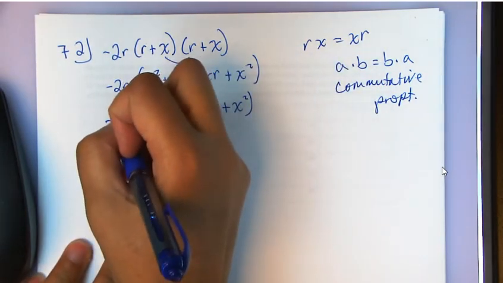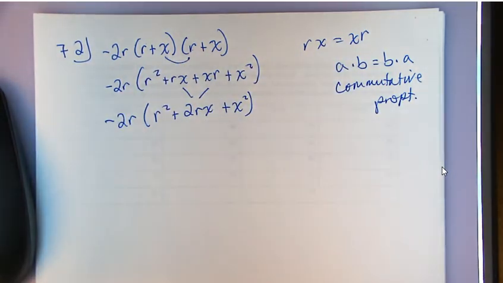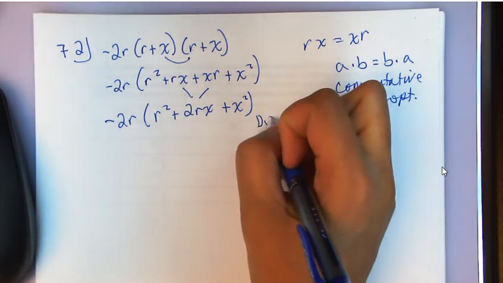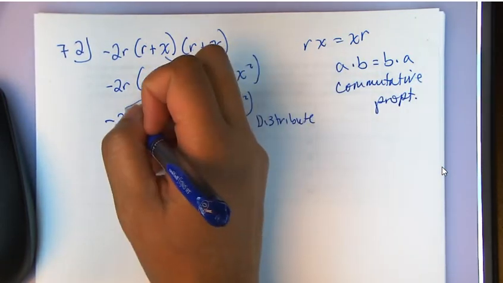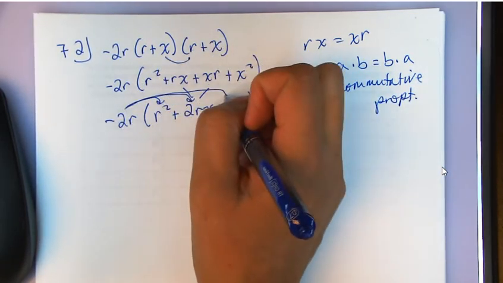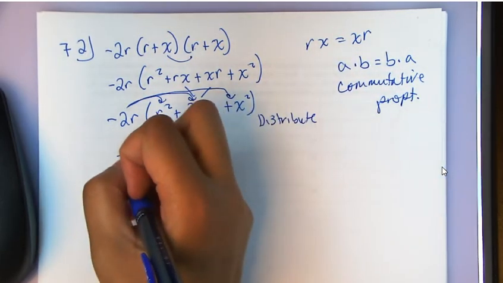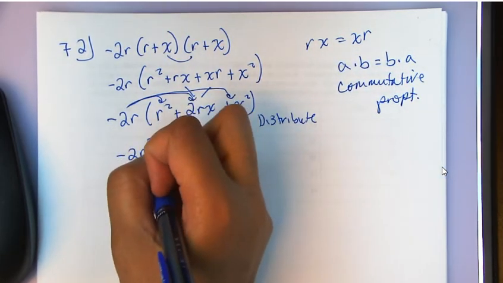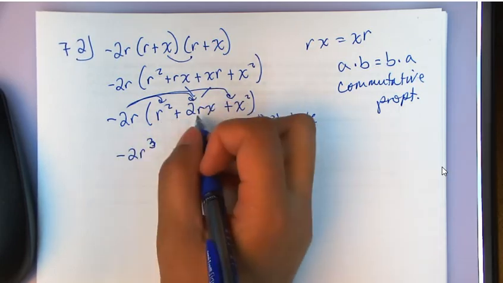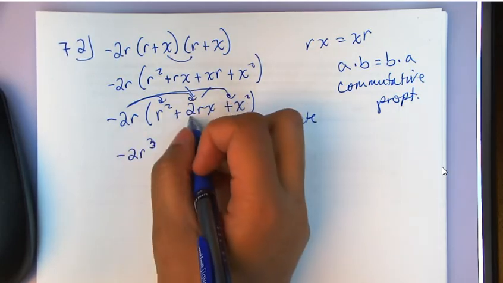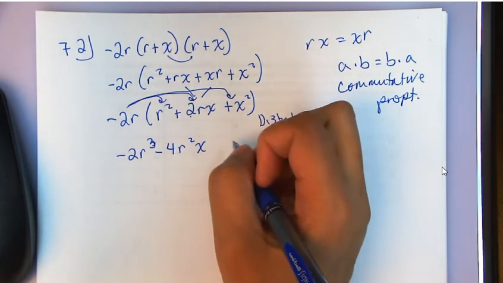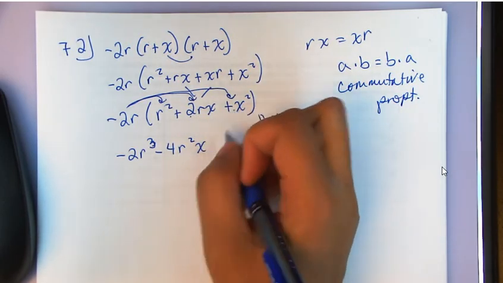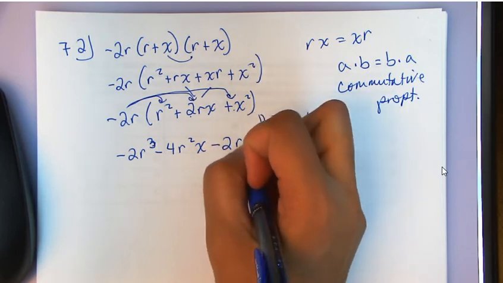So now, what do you think I'm going to do next? You got it. I'm going to distribute. So we're going to have negative 2r times r, so this is a monomial times a polynomial now. So I'm going to go negative 2r cubed. So we add exponents. Negative 2 times a positive 2 is a negative 4. Then r squared, and the x stays along for the ride. And then negative 2 times a positive 1 is a negative 2. And then r x squared. And that is my answer.